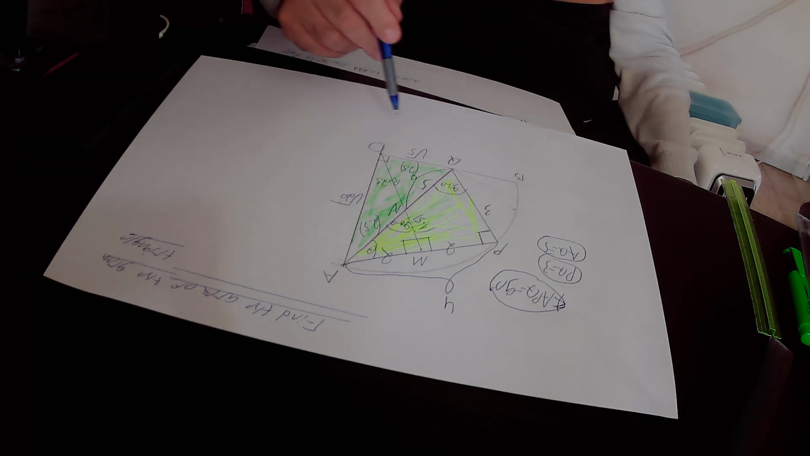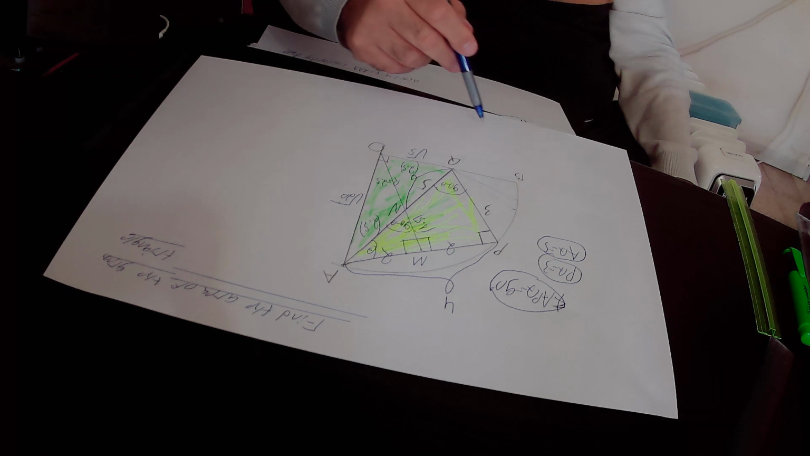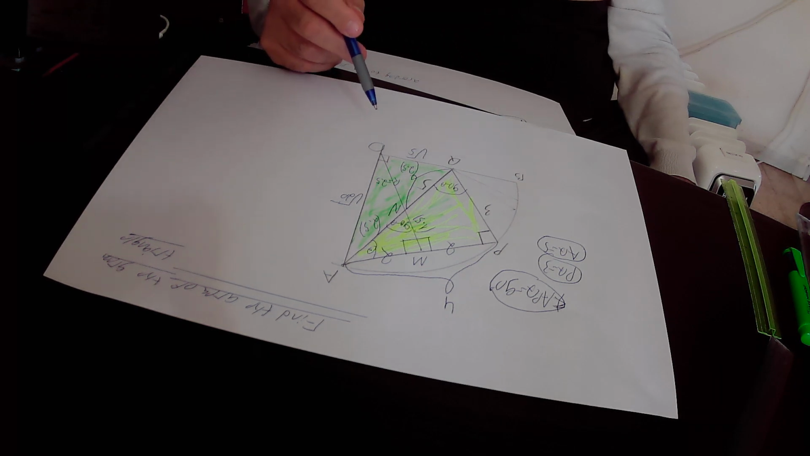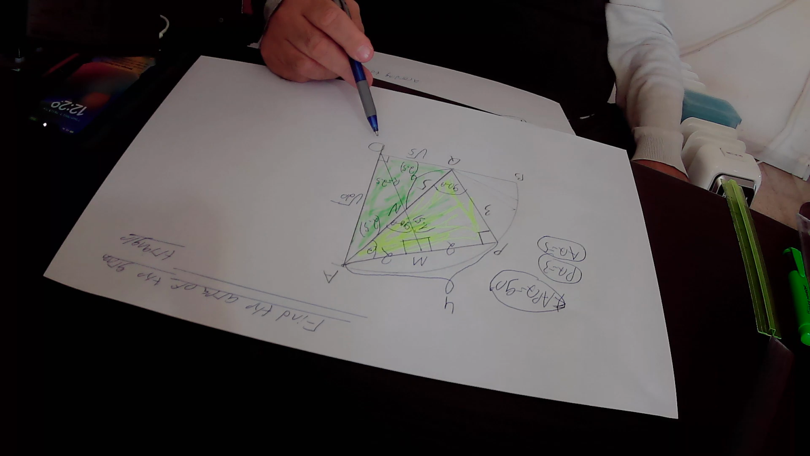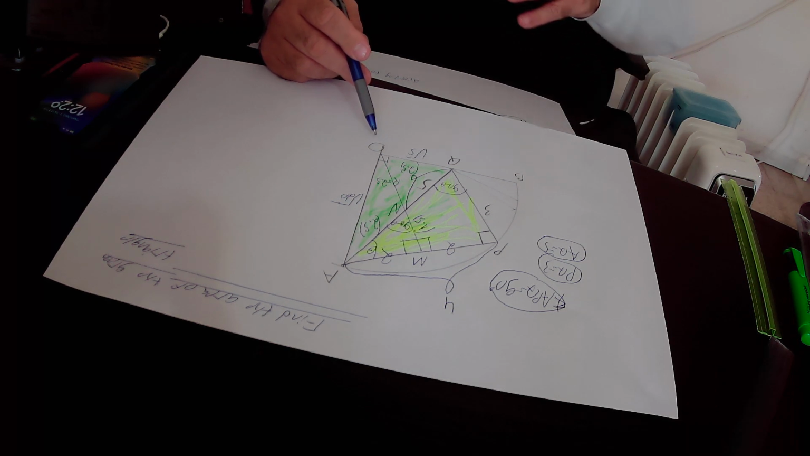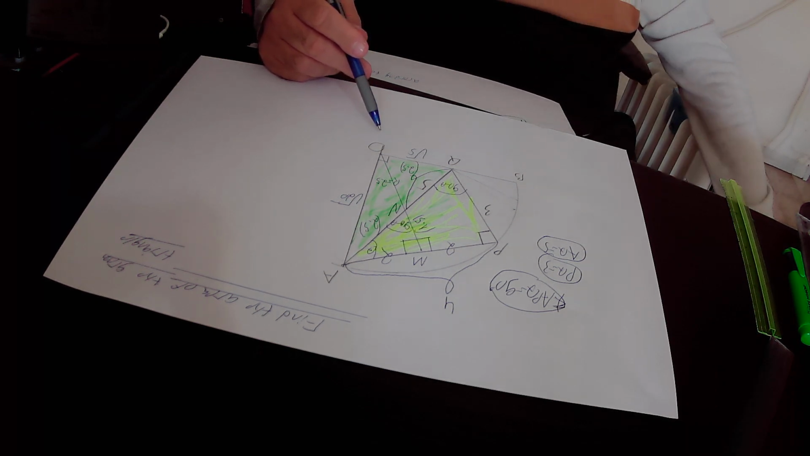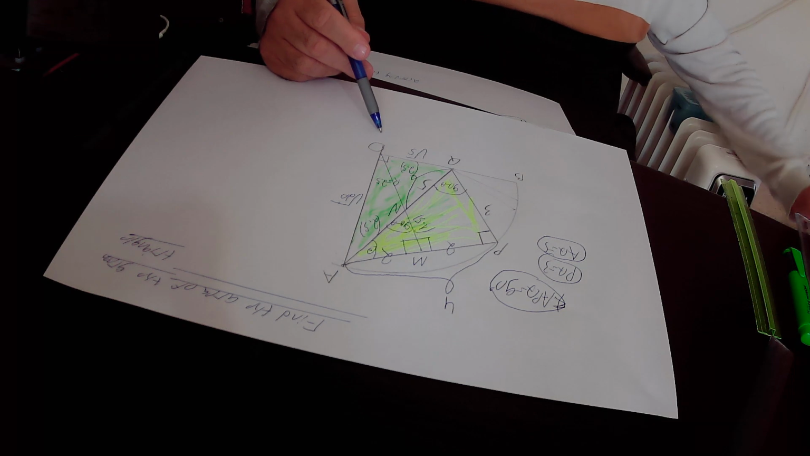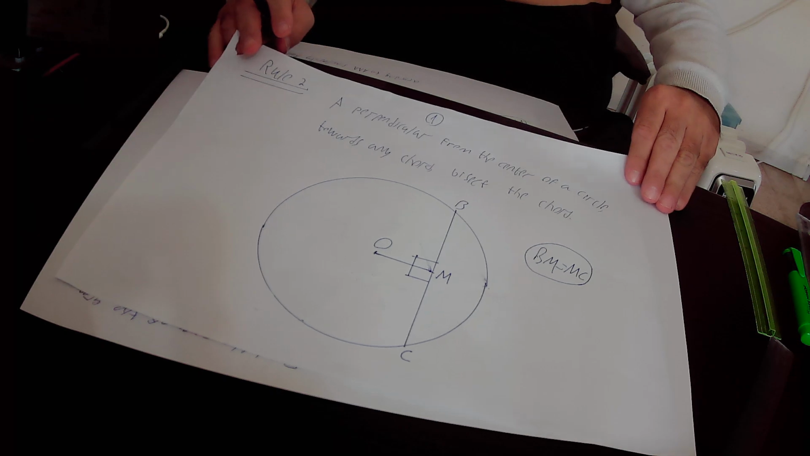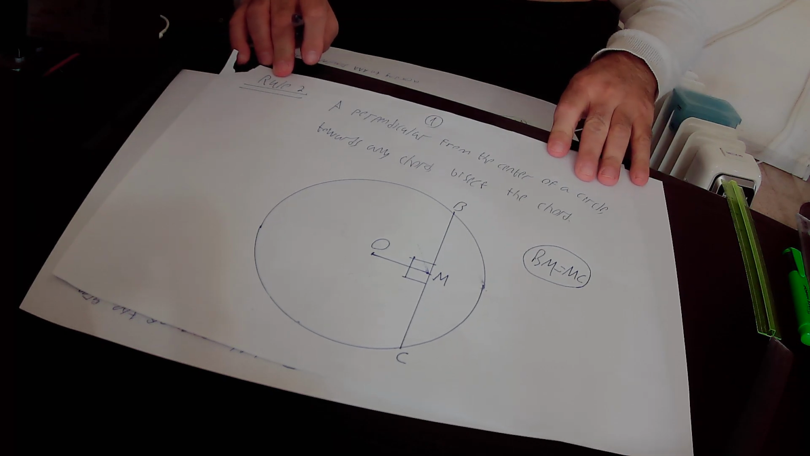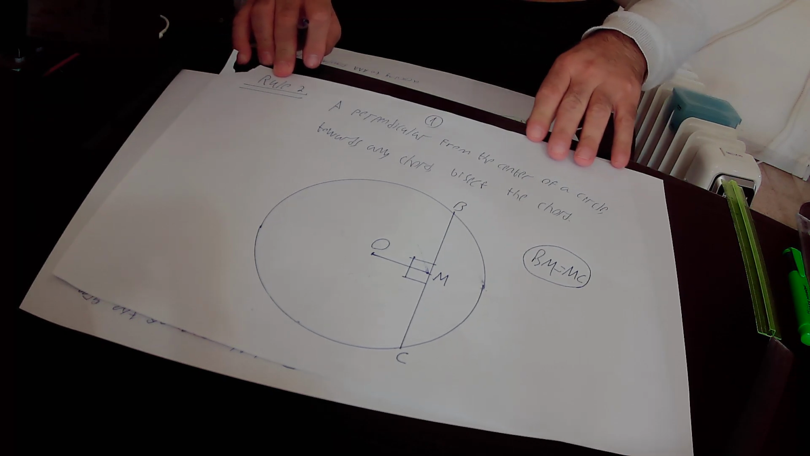OAB is a quarter circle. It is very easy to complete the quarter circle to a circle, and then point O will be the center of the circle. And we have rule number 2: if we draw from the center of the circle a perpendicular towards any chord, it will bisect the chord. I repeat the rule. A perpendicular from the center of a circle towards any chord bisects the chord.